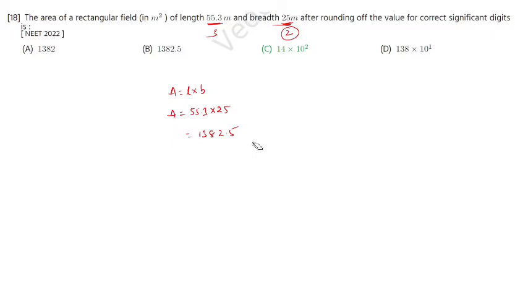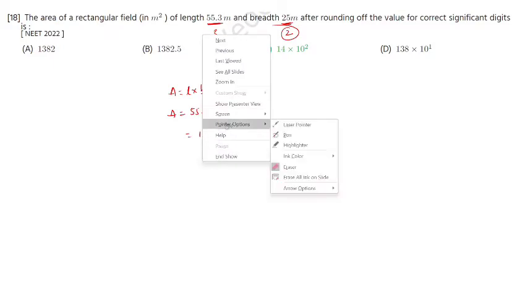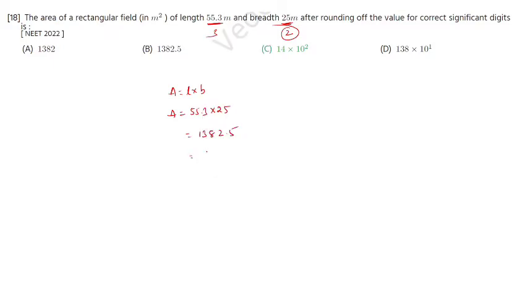1382.5 we are getting. Now if you simplify this, you will get 14 into 10 square directly. After rounding off to significant figures we get 14, and the remaining digits we can neglect, only 2 significant figures, and this 10 power 2 is not at all significant, so we can neglect that. Even in the final answer only 2 significant figures. Actually, no need to do these types of numericals.